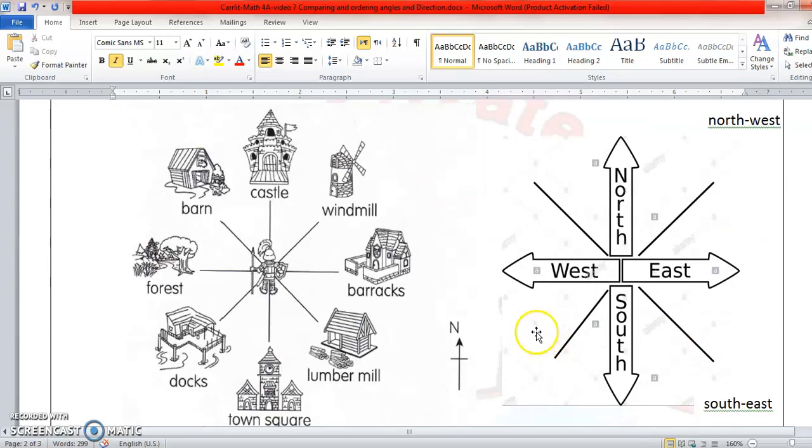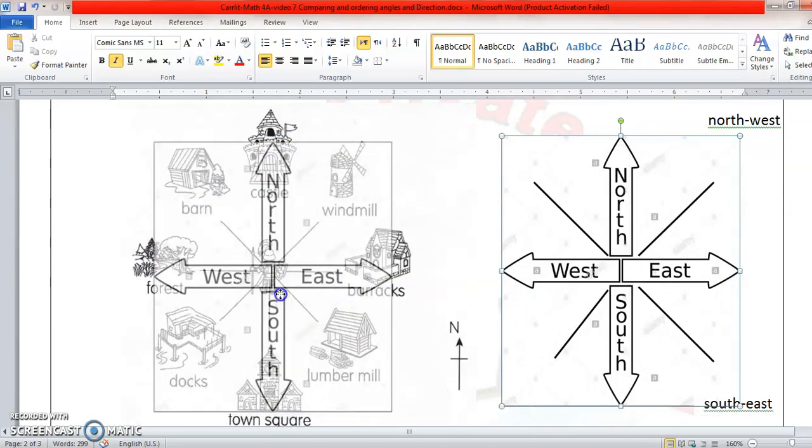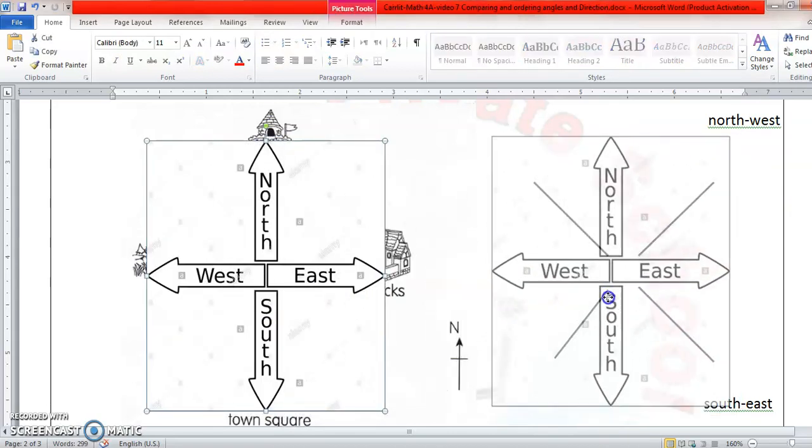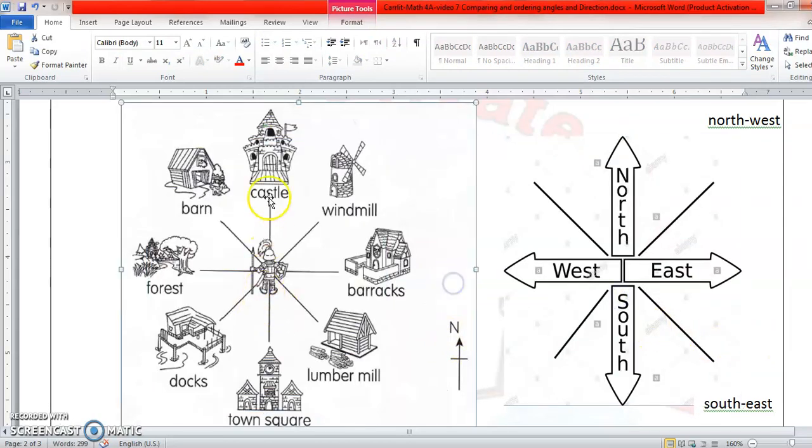Okay. This is the figure. This is the knight. The knight is facing the castle. Now, if you can see this, the knight is facing north, or north is the castle. When you move like this, it should be like this. So, north, barracks is the east. Forest is the west, and town square is the south. Okay.